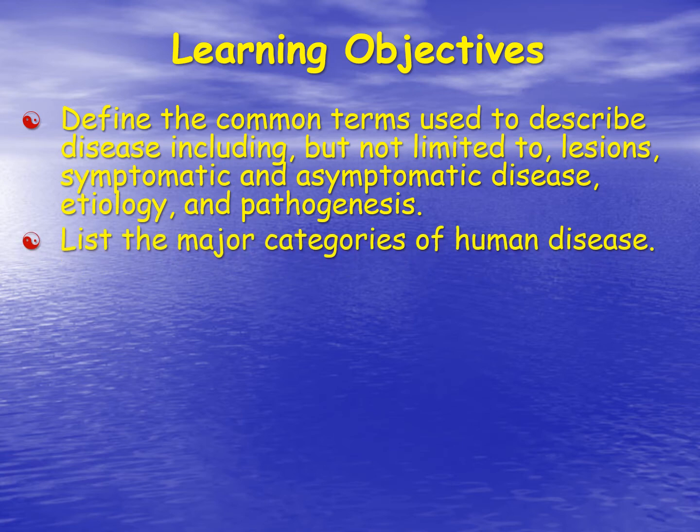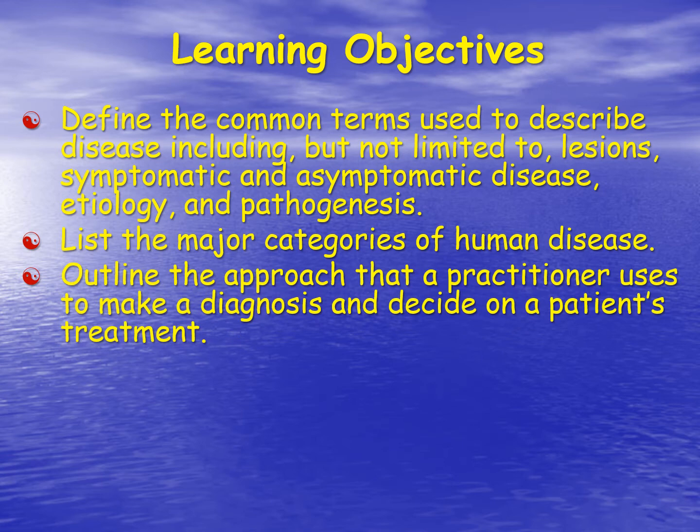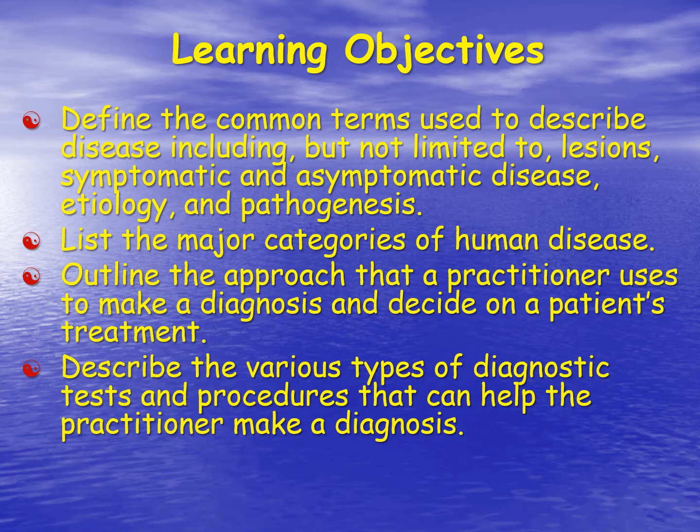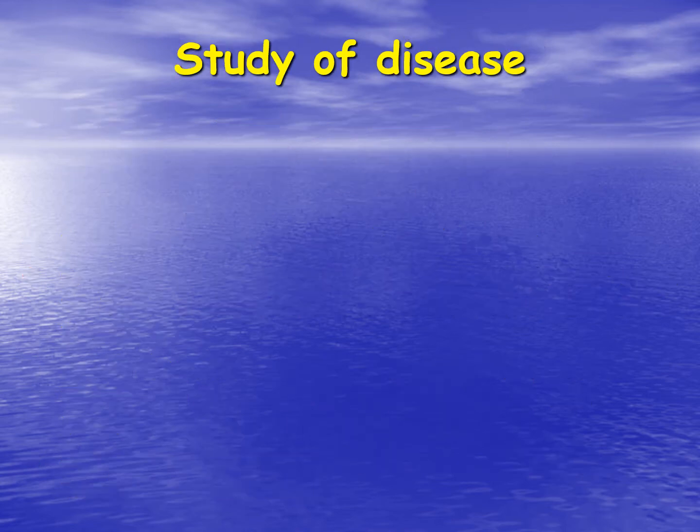Listing the major categories of human diseases. Outlining the approach that a practitioner uses to make a diagnosis and decide on a patient's treatment. Describing the various types of diagnostic tests and procedures that can help the practitioner make a diagnosis, and compare and contrast the different imaging techniques described within the chapter.